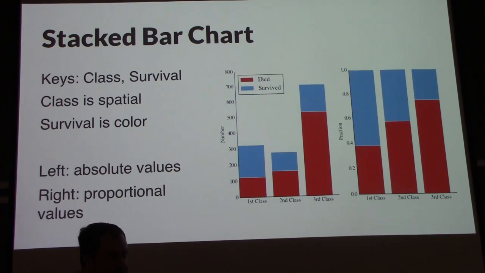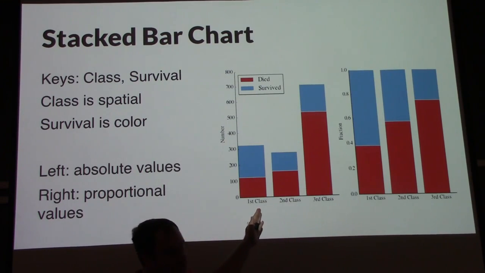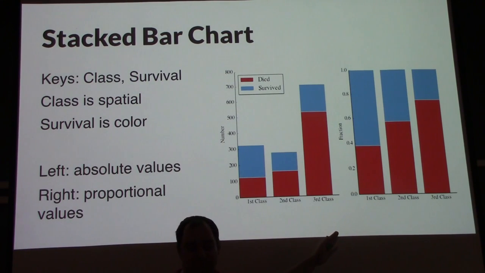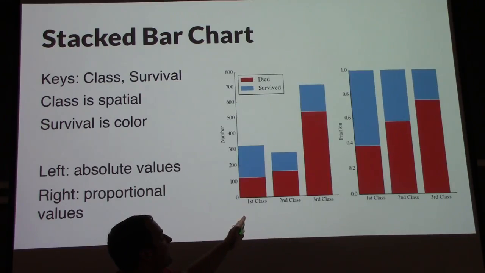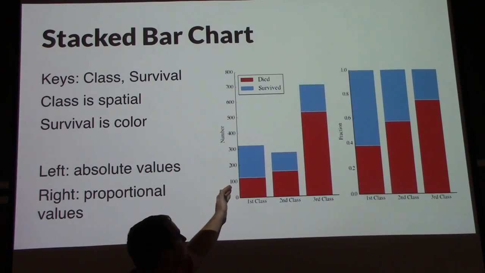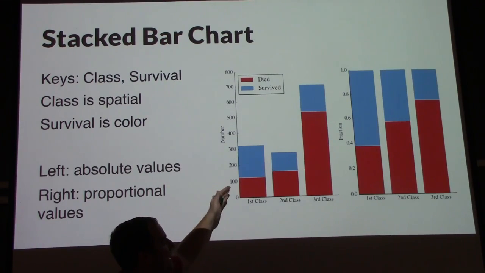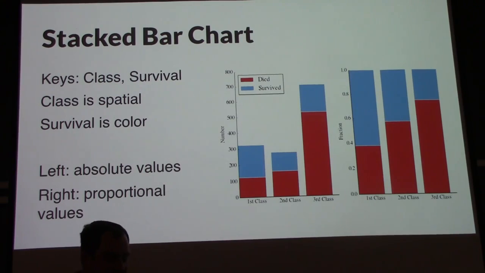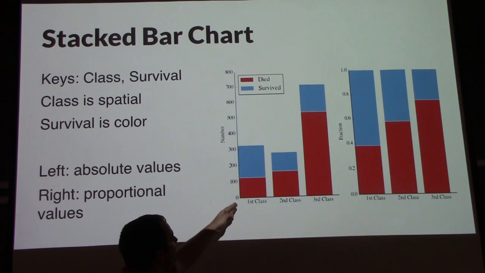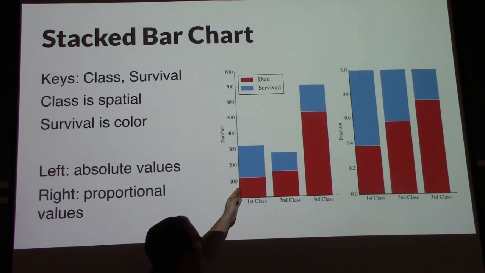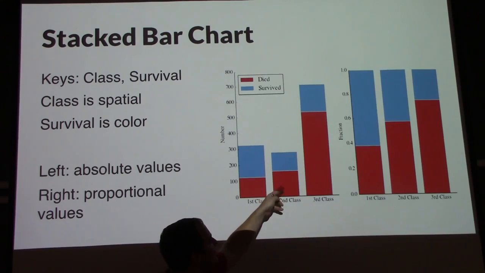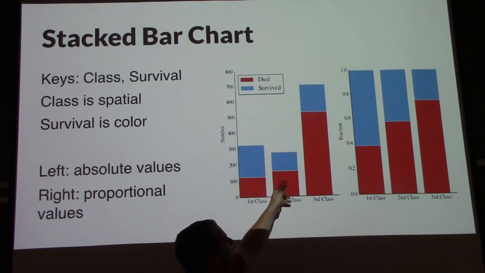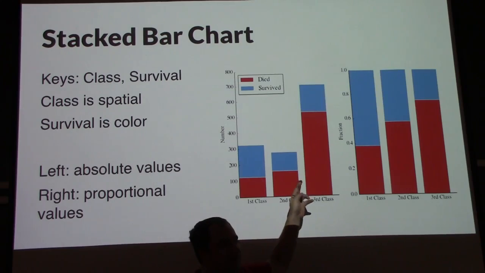And what you can see here is we have the key class, so we have essentially decided to divide this data set up by class. And then we have another key, a layered key, where we have died or survived. And that's then kind of like a stacked bar chart here. And you can see that the majority of the people survived in the first class. Here, a larger chunk survived in the second class, and many people died in the third class.